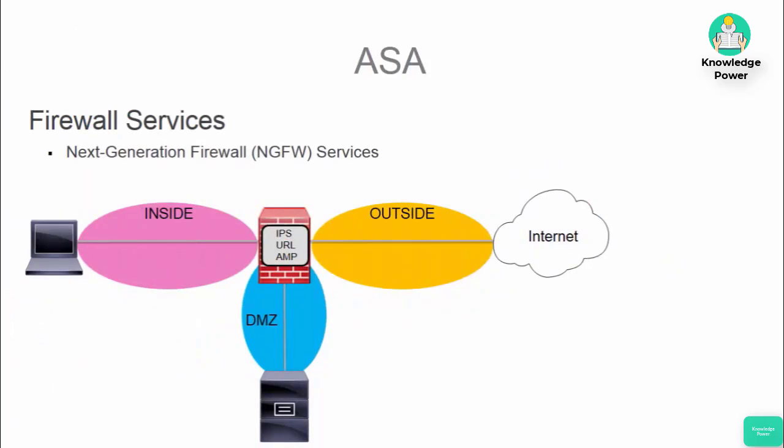The latest and greatest ASA firewall services are classified as Next Generation Firewall Services. These services include IPS, URL filtering, and AMP. Now that Cisco has bought SourceFire and revamped their security solutions, all of these services are available onboard Cisco ASA firewalls.